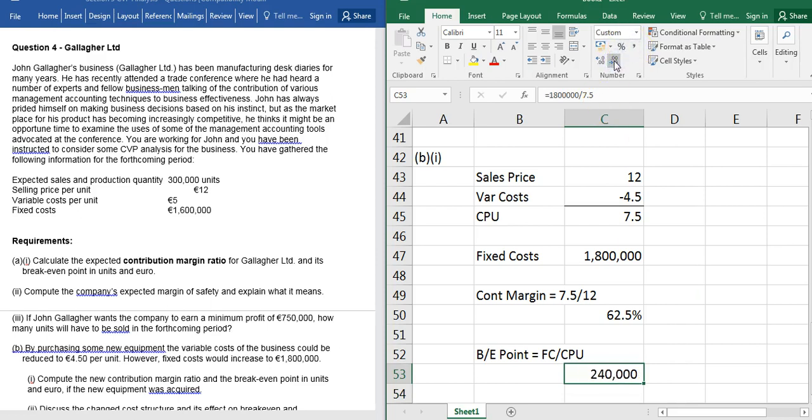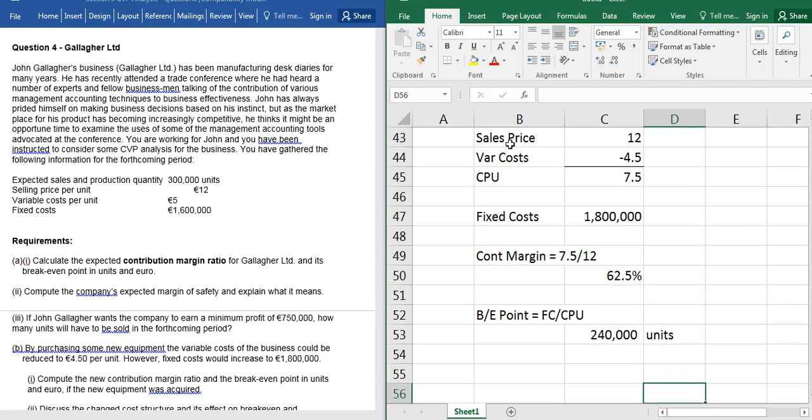So now that is 240,000 units, or in this case it's diaries. So think about how that compared to A part 1. In A part 1 you only need to sell 228,000. Now you need to sell 240,000. So you have a higher break even because your fixed costs are higher. So you have a higher amount to cover early on.